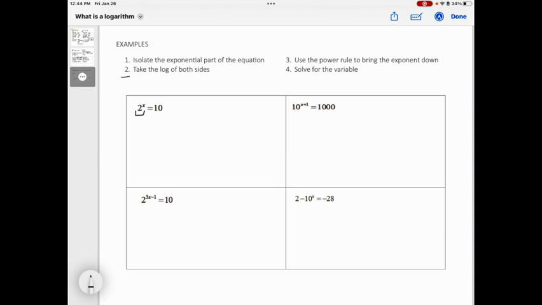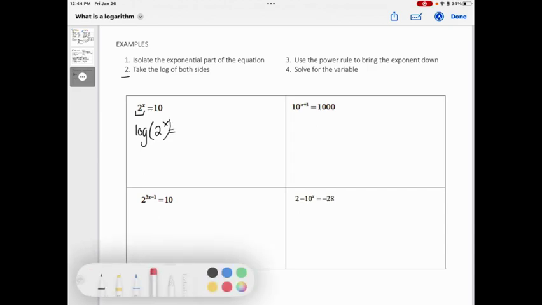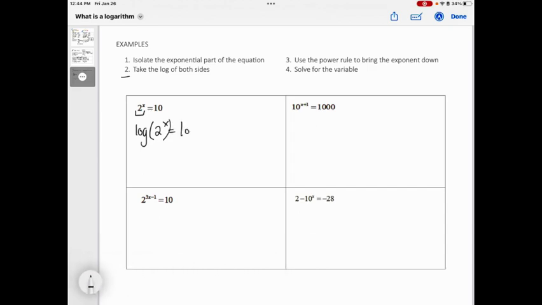So step 2, you can take the log of both sides. You can do anything you want to an equation as long as you do the same thing to both sides. So if I have 2 to the x is equal to 10, I can take the log of both sides. Let me move this over. So now we have log of 2 to the x is equal to log base 10.